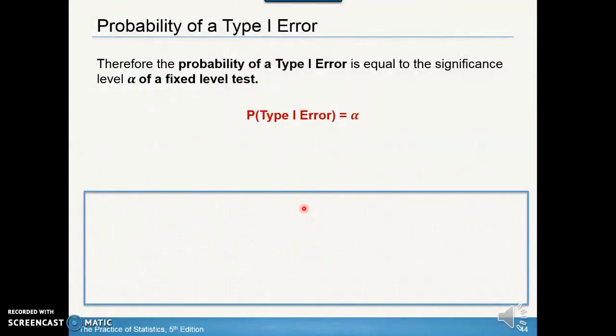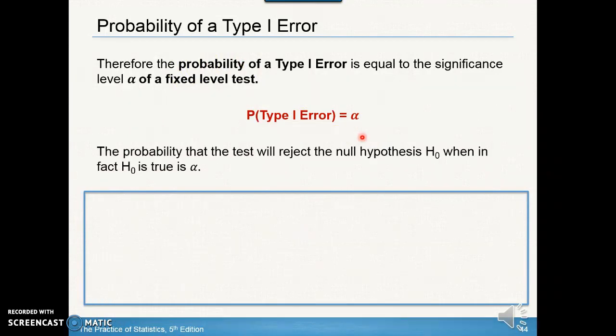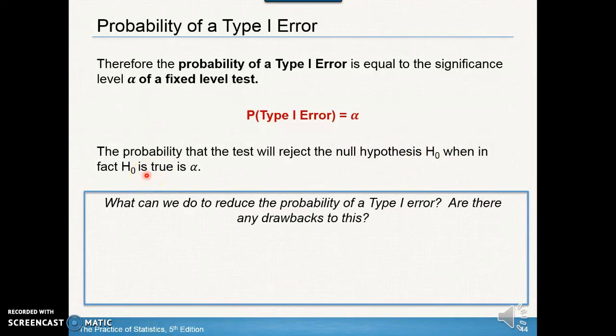All right, therefore the probability of a type 1 error is equal to the significance level, or alpha. The probability that the test will reject the null when it is in fact true is alpha. So what can we do to reduce the probability of a type 1 error?